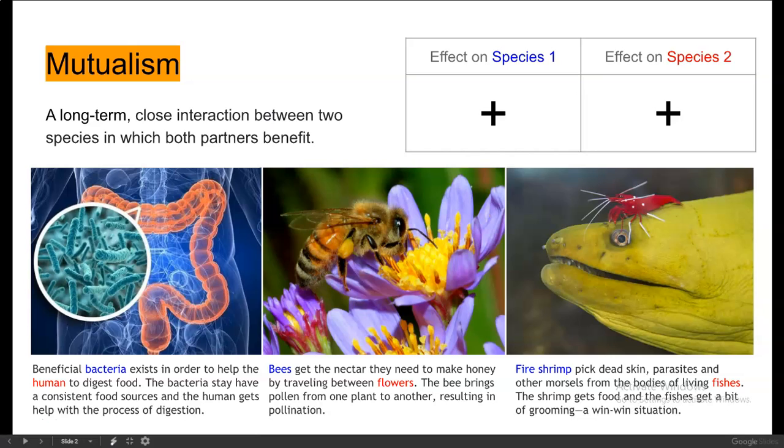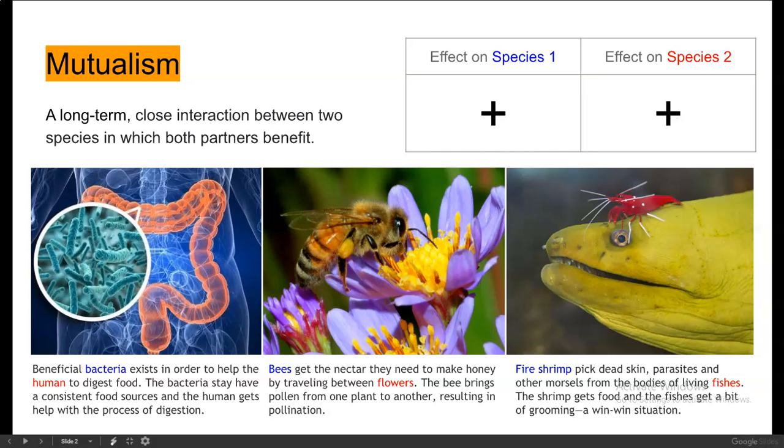First type of community interaction we're going to talk about is called mutualism. And the way I think about this is a mutually beneficial relationship between both species. It's defined here as a long-term, close interaction between two species in which both partners benefit. And so the effect on species 1 and on species 2 are both going to be positive. A couple examples, beneficial bacteria exist inside of our digestive tract that help us digest food. The bacteria benefit in the fact that they get a constant food source, and the human benefits by getting help with digesting the food.